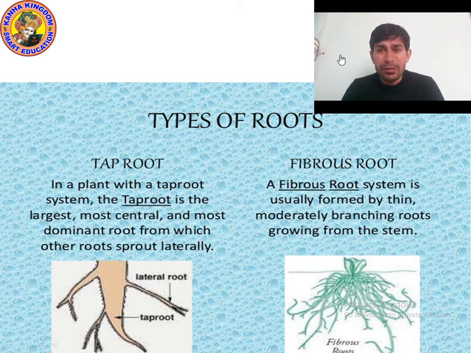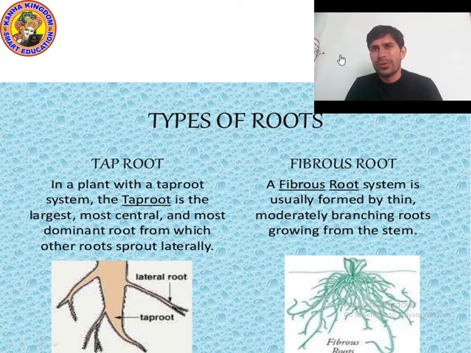Plants which have taproot will have a main root, and from the main root other small roots will arise. These other roots are known as lateral roots. The roots which arise from the main root, which is known as taproot, the other roots are known as lateral roots. This is all about taproot. So neem and shisham trees all have taproot.